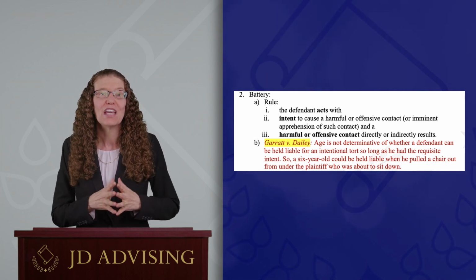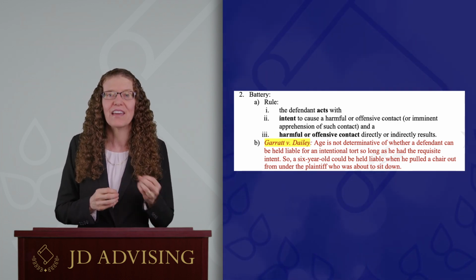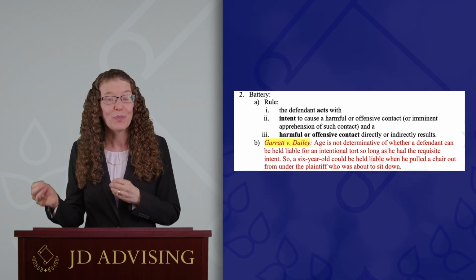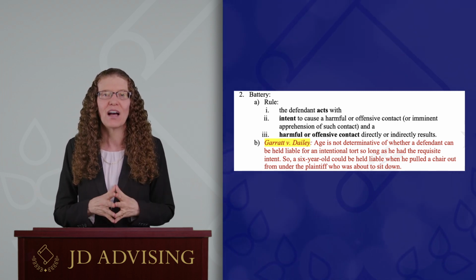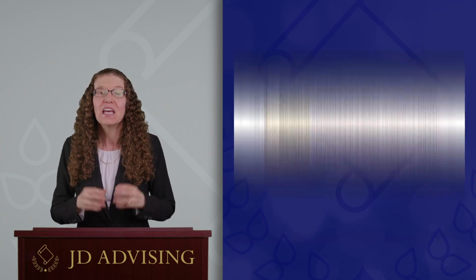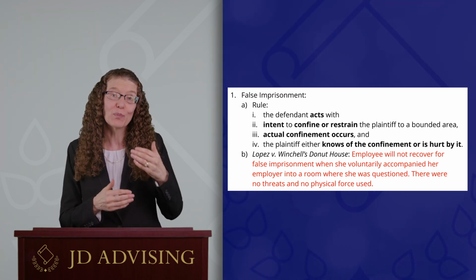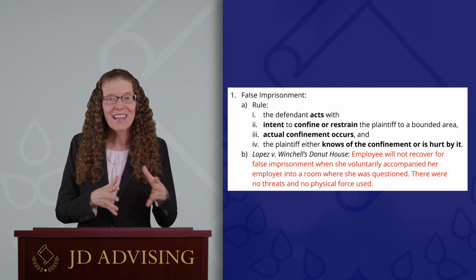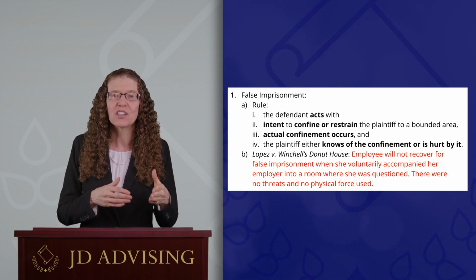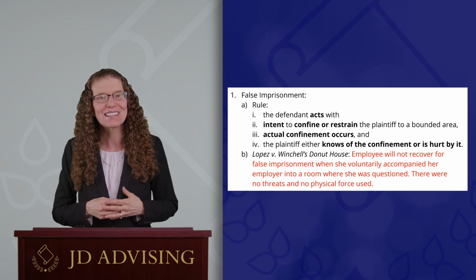Here, if your professor discusses the Garrett case in the context of battery, you would put that case in your outline under battery. If your professor talks about the Lopez case in the context of false imprisonment, you would put that case in your outline under the section on false imprisonment.